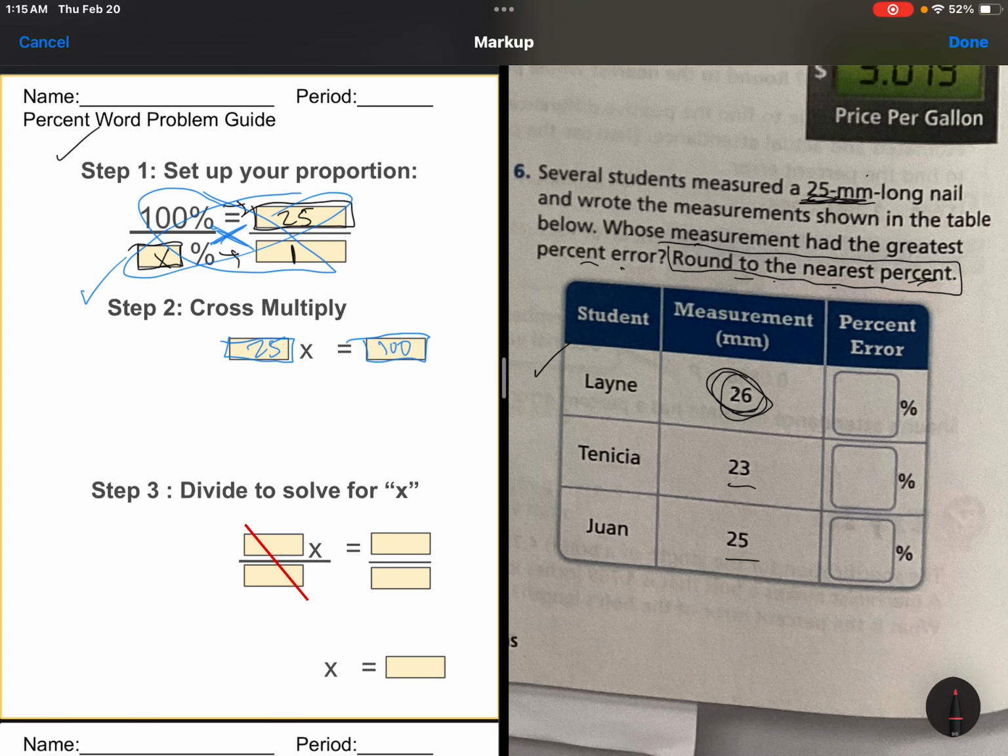Now step 3, divide to solve for x. So I'm gonna just write down my equation here. 25x equals 100. And then I divide by what to cancel that 25 that bothers us, and we're gonna leave the x by itself? So we divide by what number? Both sides? Yes, 25 here and 25 here. That way these 25's cancel and x is by itself now. So now all we gotta do is divide 100 divided by 25. So how many times does 25 fit in 100?